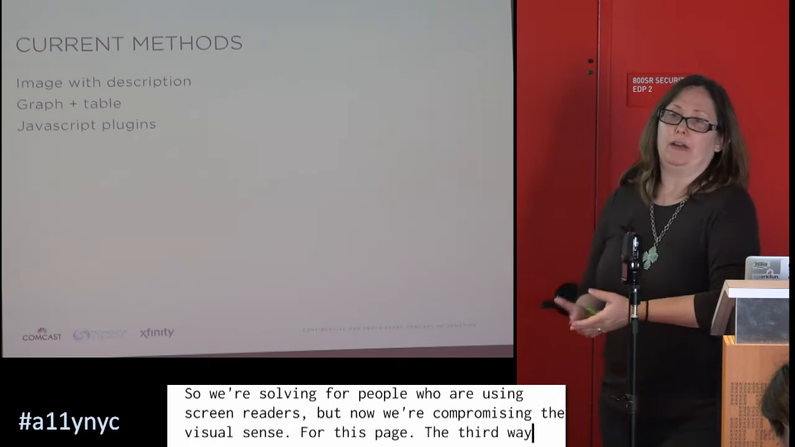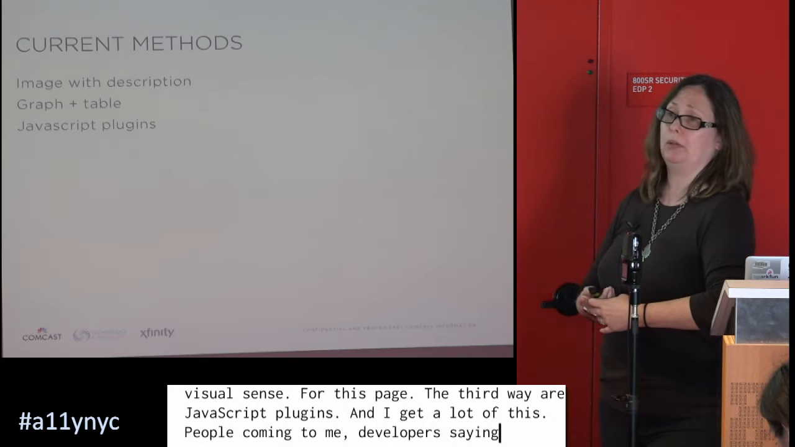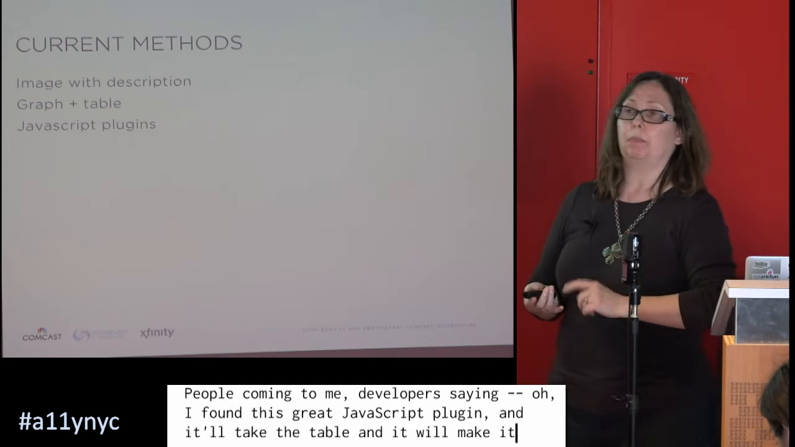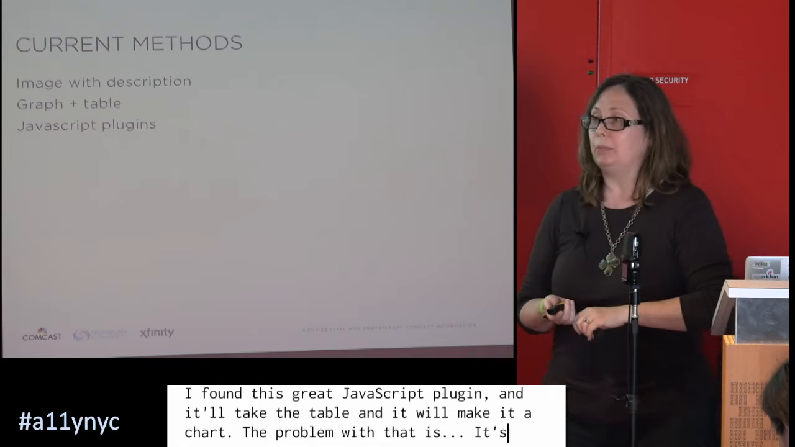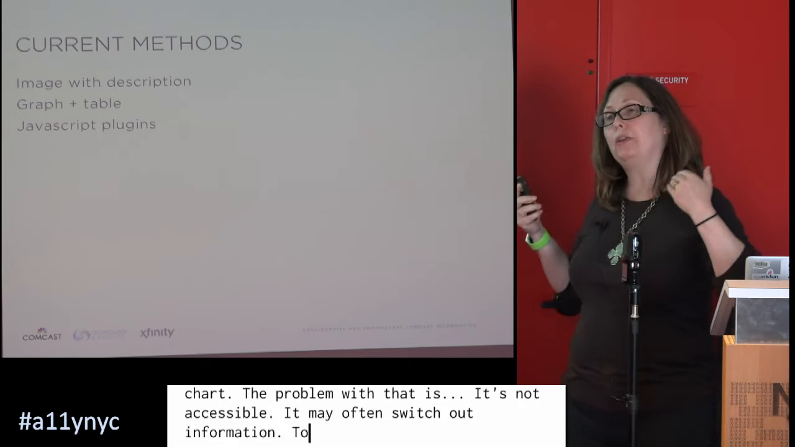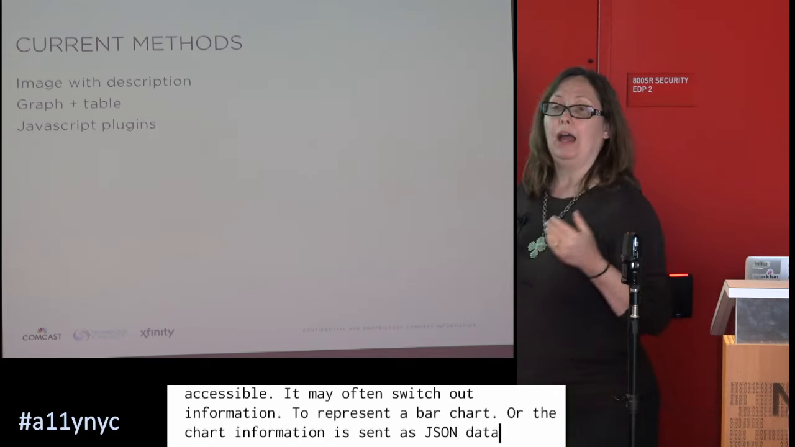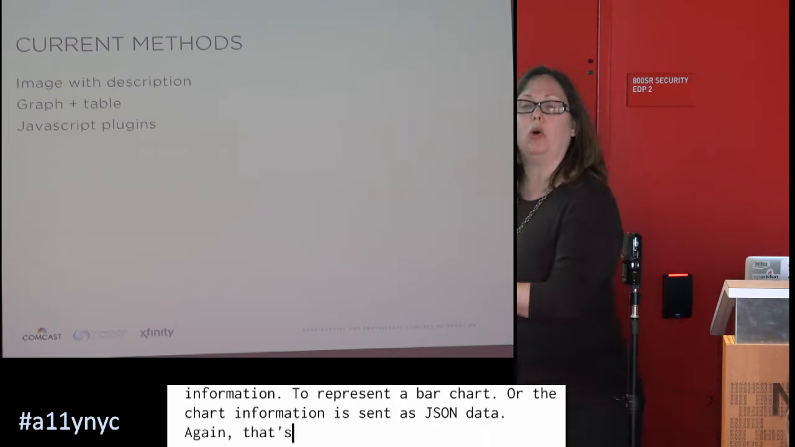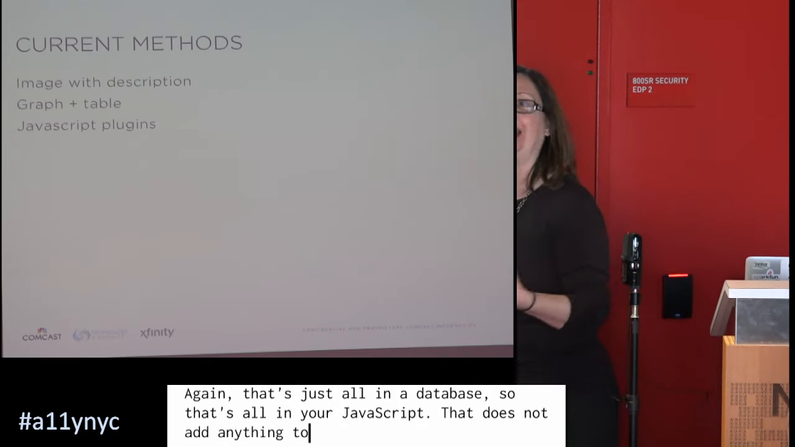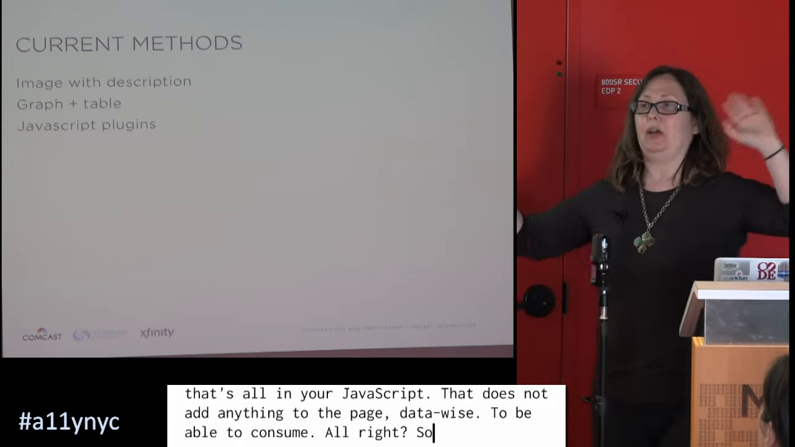The third way is JavaScript plugins, and I get a lot of this, developers coming to me saying, oh, I found this great JavaScript plugin, and it'll take the table and make it a chart. The problem with that is it's not accessible. It may often switch out information to represent a bar chart, or the chart information is sent as JSON data. Again, that's just all in a database, or that's all in your JavaScript. That does not add anything to the page data-wise to be able to consume. All right? So I wanted to stay away from JavaScript.